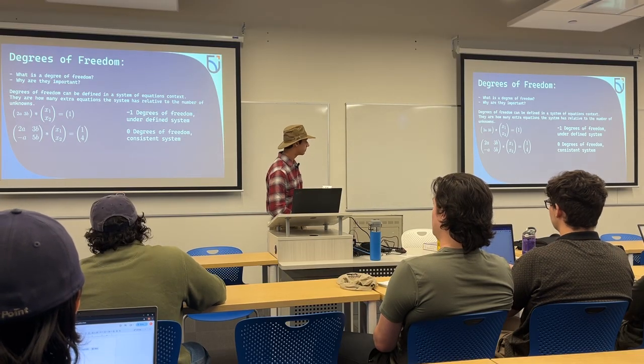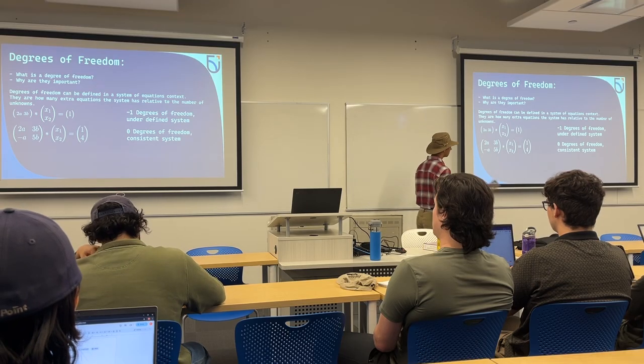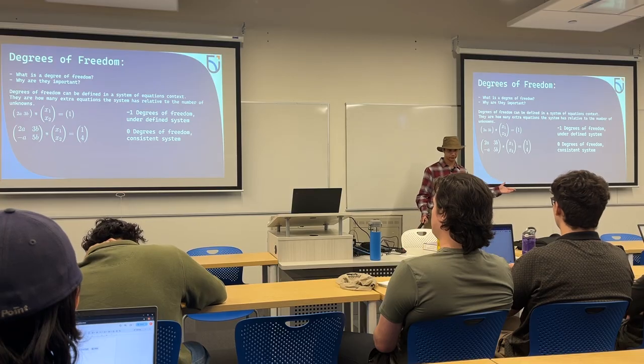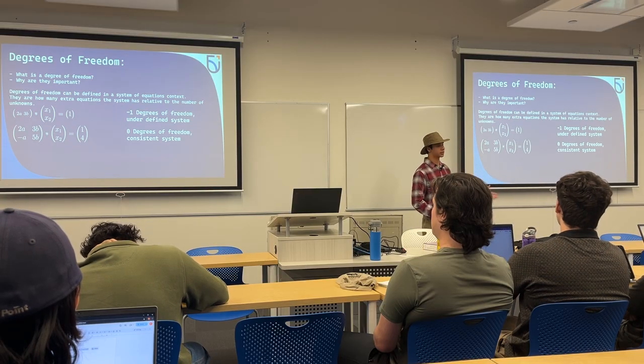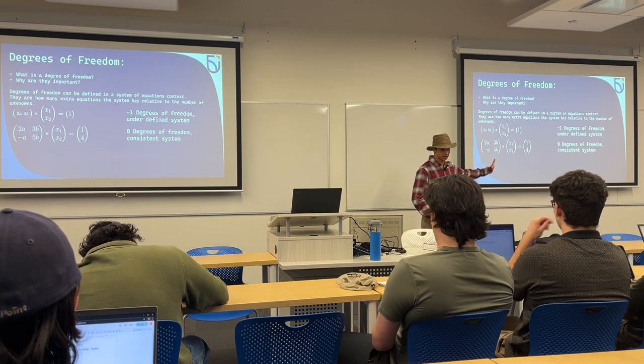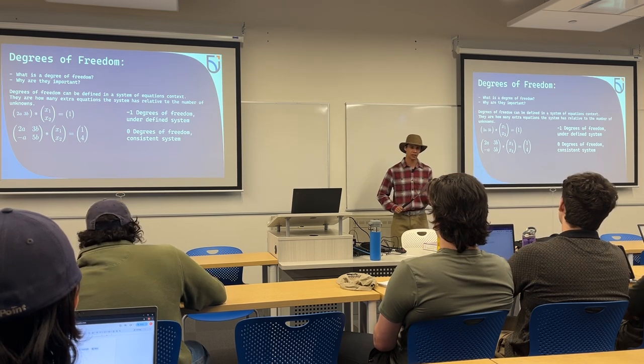Now here we have this one. Two equations, two unknowns. We can solve this. We've done this in first year. This is linear algebra. What we call this is a consistent system. No matter what we do, the answer will be the same. It's consistent. It is consistently the same.